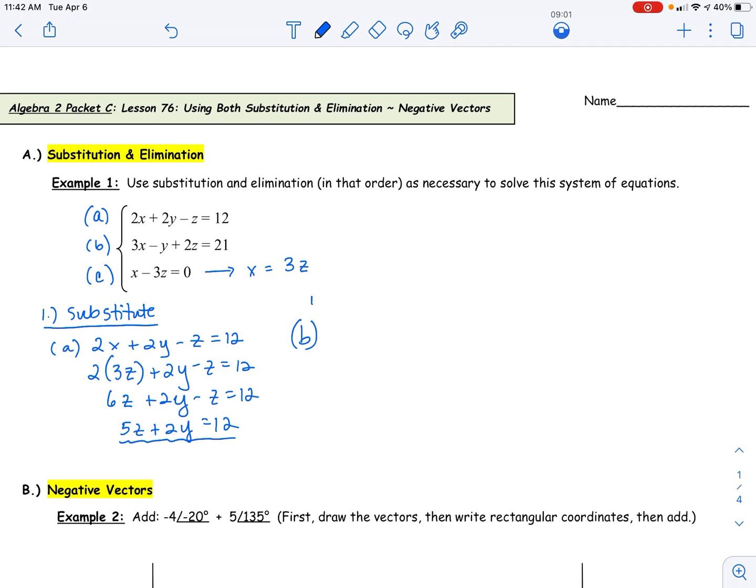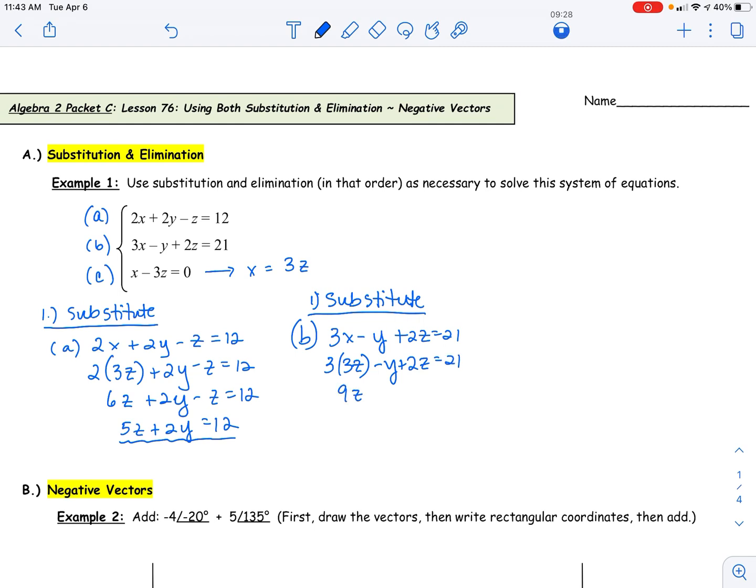I'm going to call this step 1 because this is still part of the first step. So we're substituting again into the next equation, B. 3x minus y plus 2z equals 21. Let's put in what we said x is. X is 3z. We're going to substitute that in. You see, again, we're going to end up with 2 variables.